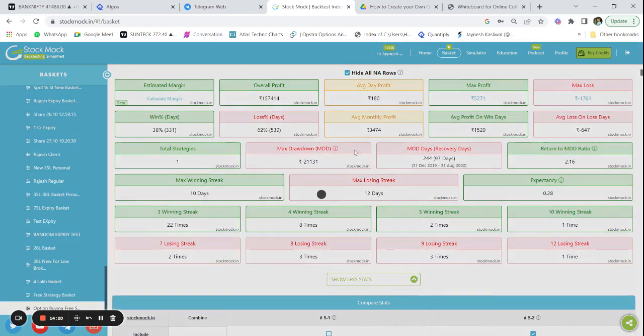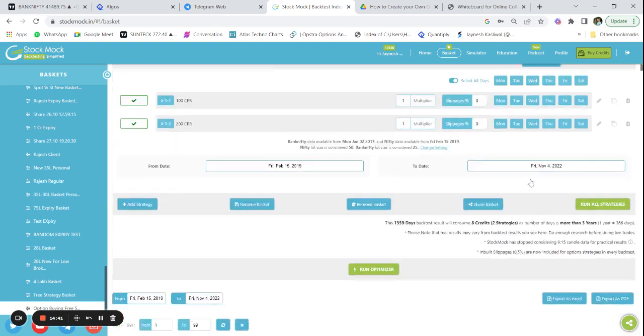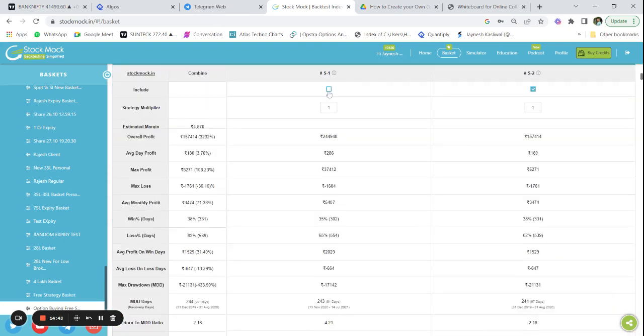Okay, so if we look at the backtest result of S2, we can see that the profit percentage is less. Why? Because we are running the strategy in the afternoon. The MDD days is 244. Similarly, expectancy is lower, obviously, but the win ratio is higher in this case, and return to MDD is 2 for this. But the magic lies when you combine both the systems together and check out the results.